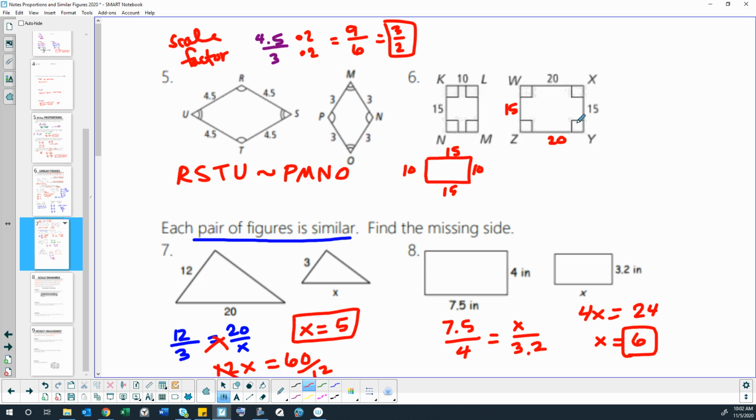So the 10s over here would go with the 15s over here, so 10 15ths, which reduces to 2/3. And then the 15s here would go with the 20 over there. So 15 goes with 20, and that would reduce to 3/4. Hey, 2/3 is not equal to 3/4. So that means that these are not similar, even though they are both rectangles. That does not automatically make them similar.